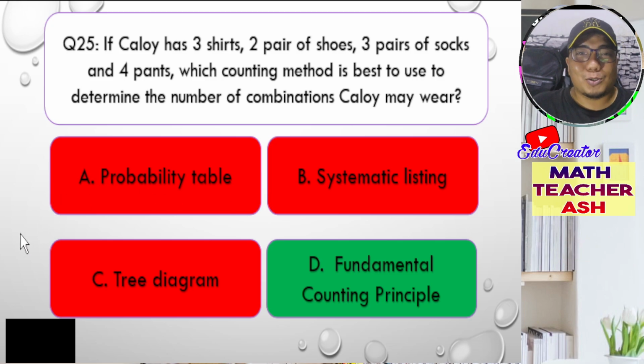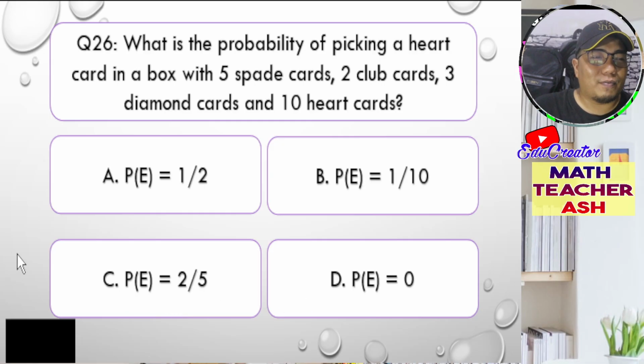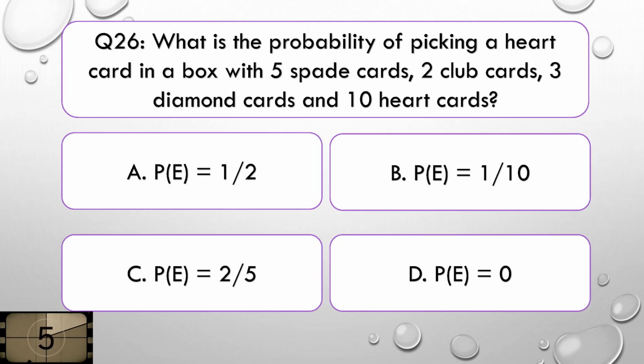Now let us go to question number 26. What is the probability of picking a heart card in a box with 5 spade cards, 2 club cards, 3 diamond cards, and 10 heart cards? Is it A, 1/2, B, 1/10, C, 2/5, or D, 0? I'll give you 5 seconds to think about your answer.